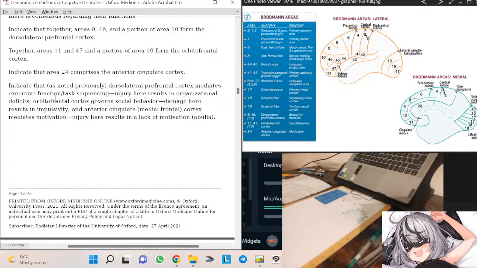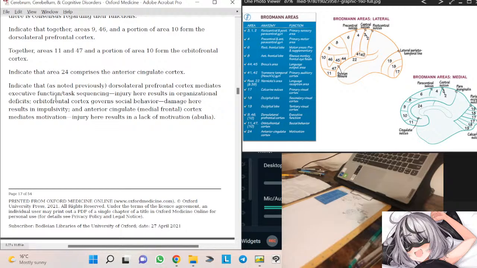Together, areas 11 and 47 and a portion of area 10 form the orbitofrontal cortex. Indicate area 24 comprises the anterior cingulate cortex. Indicate that, as noted previously, dorsolateral prefrontal cortex mediates executive function or task sequencing. Injury here results in organizational deficits.